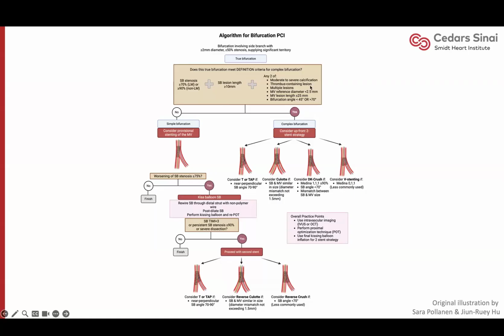moderate to severe calcification, thrombus burden, multiple lesions, small main vessel reference diameter less than 2.5 millimeters, long main vessel lesions at least 25 millimeters, or challenging bifurcation angles less than 45 degrees or more than 70 degrees. For non-complex bifurcations, a provisional strategy is recommended.